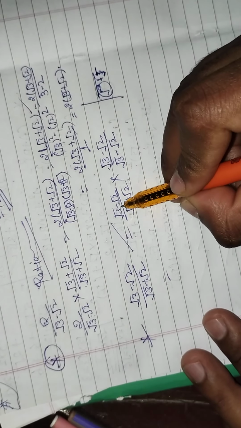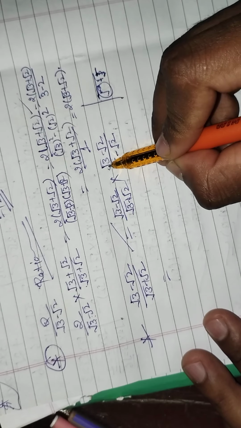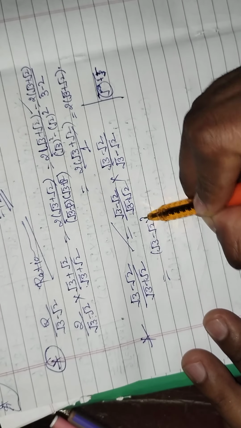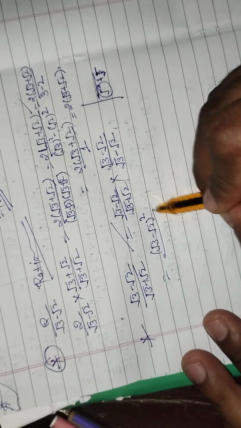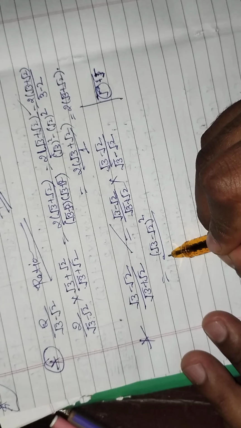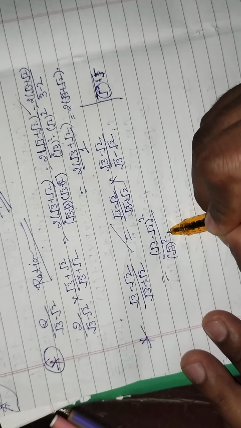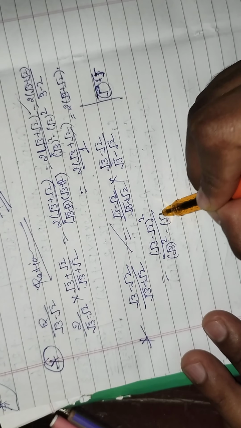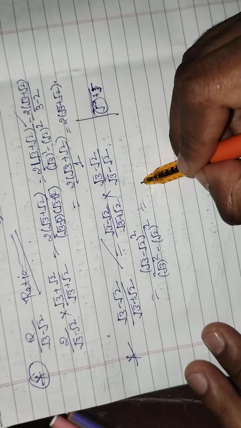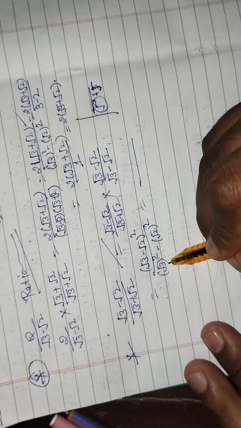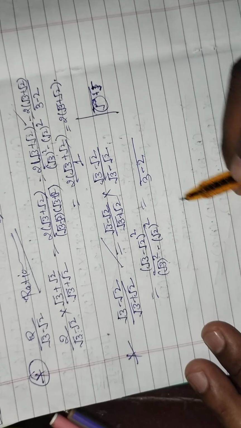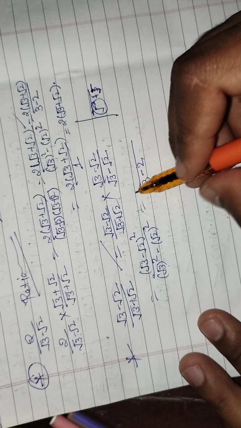OK, so this one is what? √3 minus √2 into √3 minus √2. If you multiply, this will be what? √3 minus √2 ka whole square upon this. A plus b into a minus b means a square minus b square. So I can write √3 square minus √2 square. OK, so this in the form: √3 square means what? 3, and √2 square means what? 2.